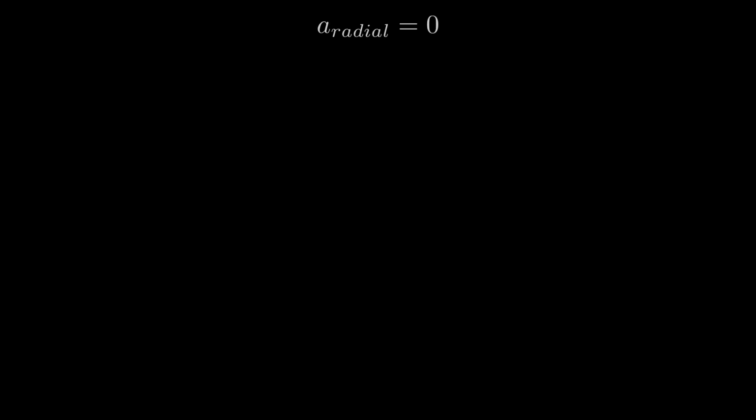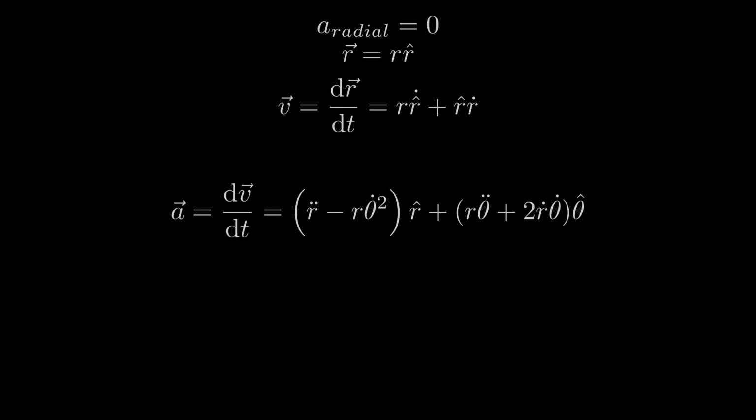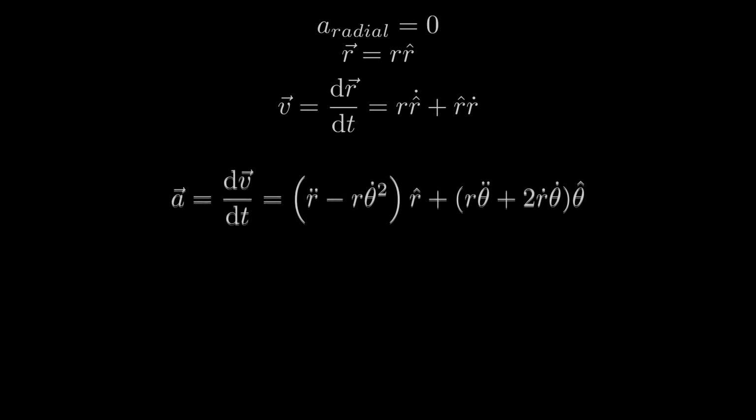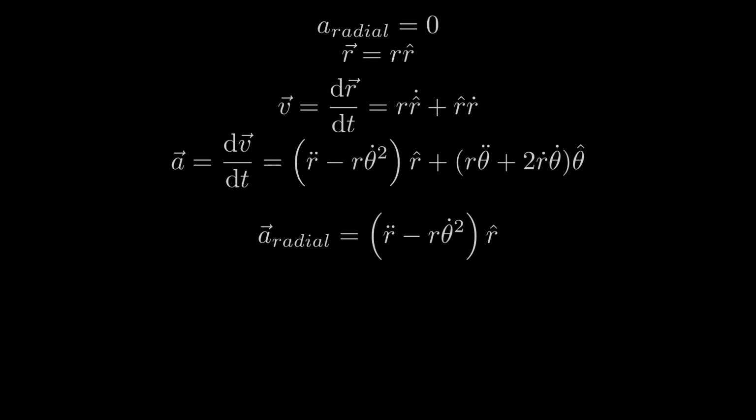To begin with, the only thing that we have is the expression for position vector of the particle. When we differentiate the position vector with respect to time, we get the expression for velocity vector. And when we differentiate the velocity vector with respect to time, we get the expression for acceleration vector, from where we can see that the expression for radial acceleration is given by this equation.